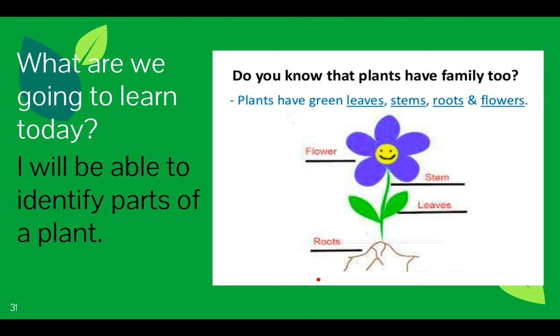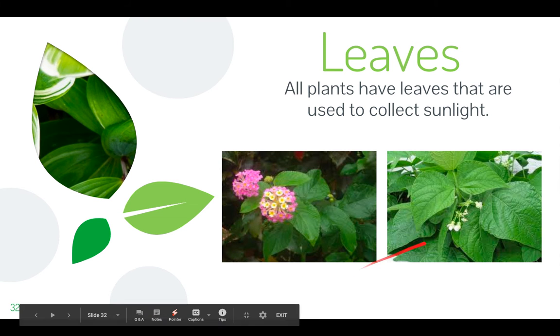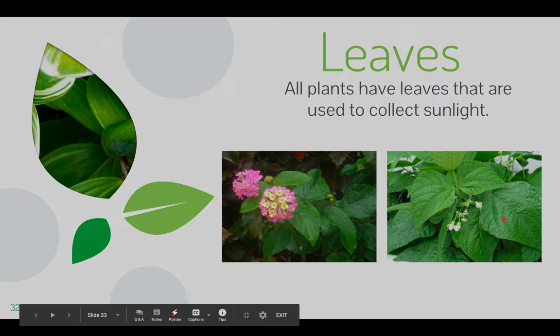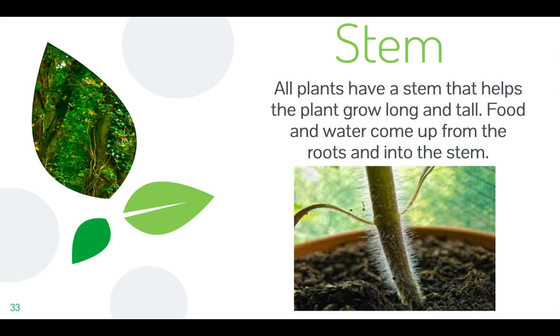So let's learn some more. Are you ready? All right. So leaves. All plants have leaves that are used to collect sunlight. So all of the plants that you see are going to have leaves, and these leaves collect sunlight. They like to be out in the sun. We also talked about the stem. This is called a stem. All plants have stems that help the plants grow long and tall. We learned that in math.